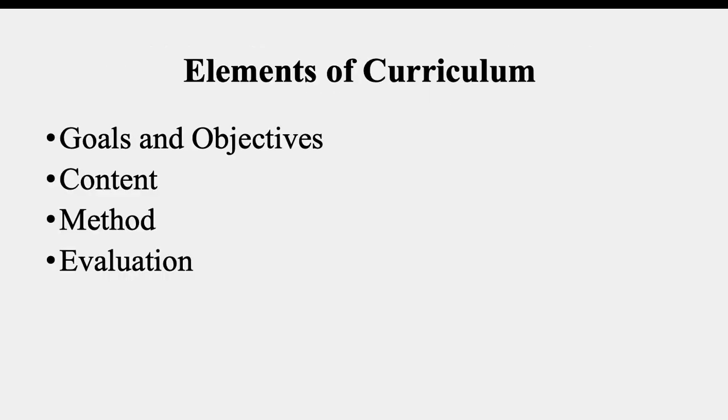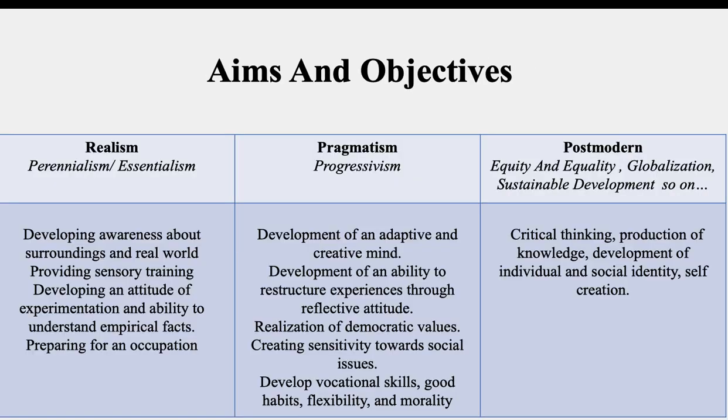Okay, so the next thing, what you have gone through in the last two weeks were the elements of curriculum after the definition. In the elements you went through goals and objectives, content, method, and evaluation. These were the four elements that you studied last week. So let's see how these elements have different definitions in different philosophies. Let's begin with aims and objectives. How does realism think about them? Aims and objectives of education: it says developing awareness about the surrounding real world, that's the physical world, and providing sensory training.